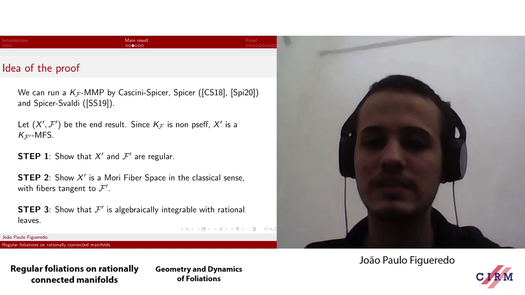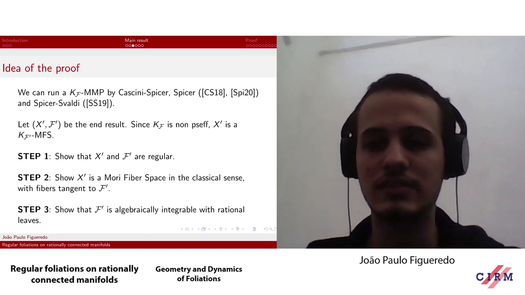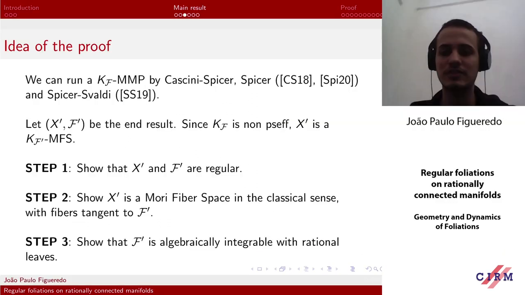And the final step is to show that when X prime is a Mori fiber space, since we have a classification of the threefold Mori fiber spaces, in each case of this classification, since the fibers of the Mori fiber space are tangent and F prime is regular, F prime will be algebraically integrable with rational leaves.